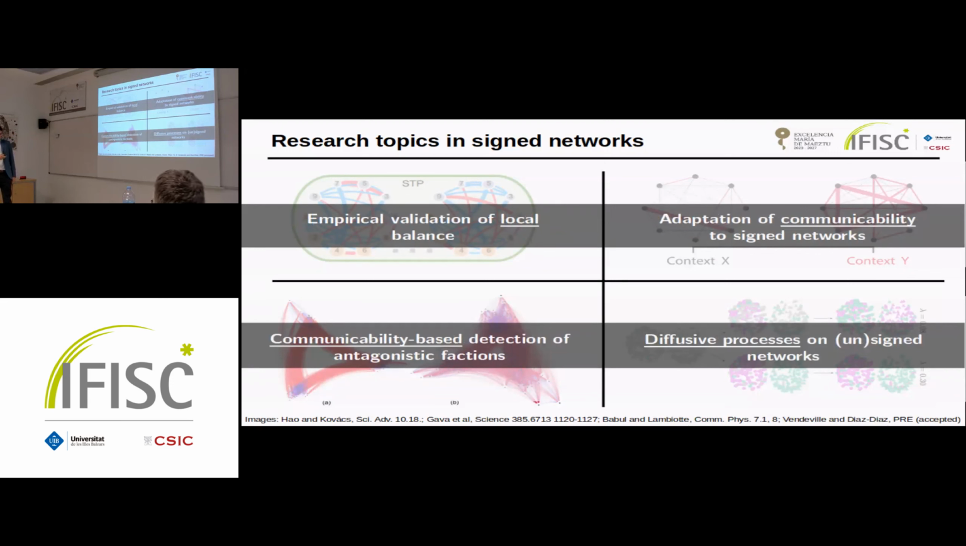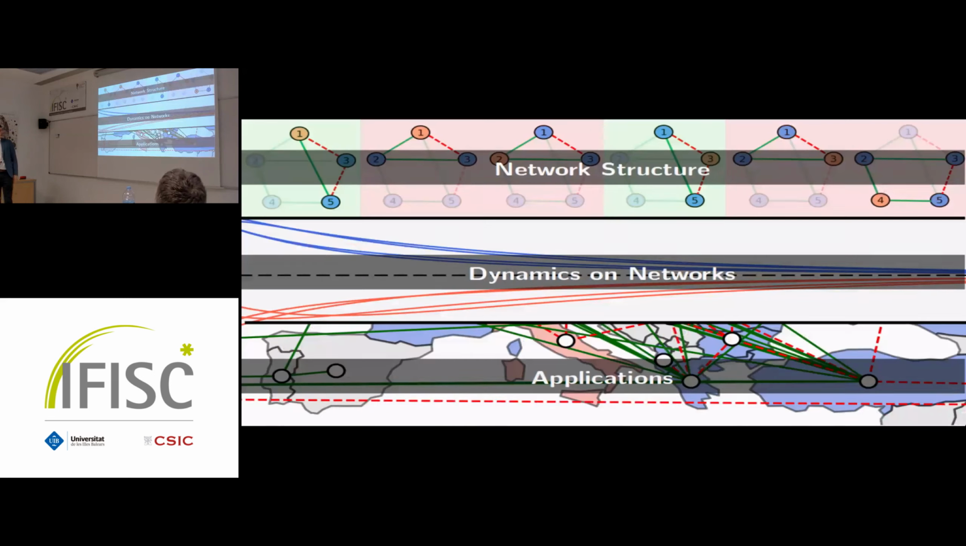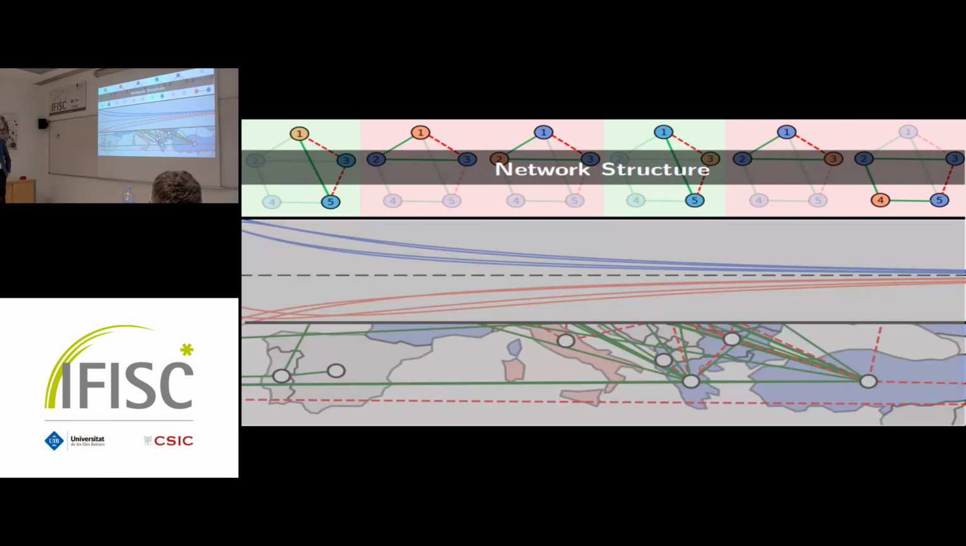In particular, we will discuss structural balance in the context of international relations. We will talk about how to generalize communicability to sign networks. We will use communicability to create an embedding of the network in a high-dimensional Euclidean space. And we will also study the process of diffusion in networks. The talk is structured in 3 parts. First, I will talk about network structure, then about dynamics, and finally, I will apply the theoretical results in real data sets. Let me begin with the network structure part.